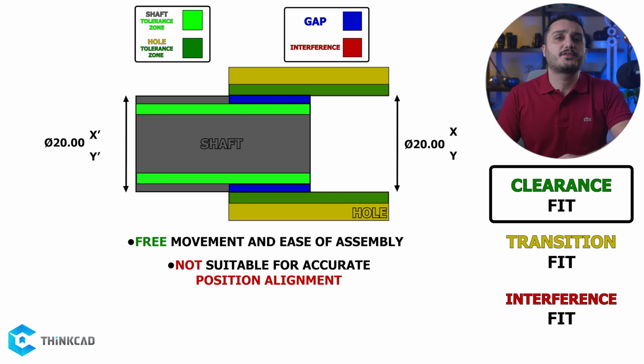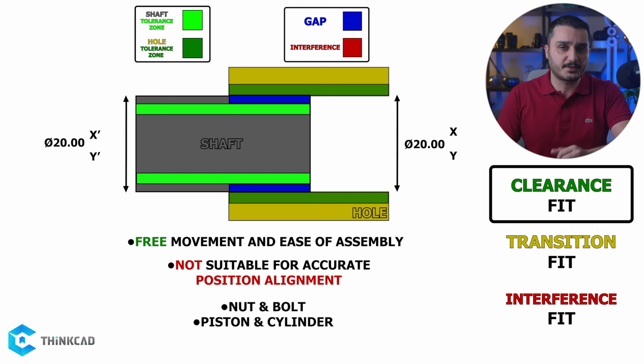Two great examples for clearance fits are nut and bolt assemblies and piston and cylinder assemblies. If you think about it, you need free motion between these components in the direction allowed by design, of course. If they end up having an interference, the assembly will get locked into itself.